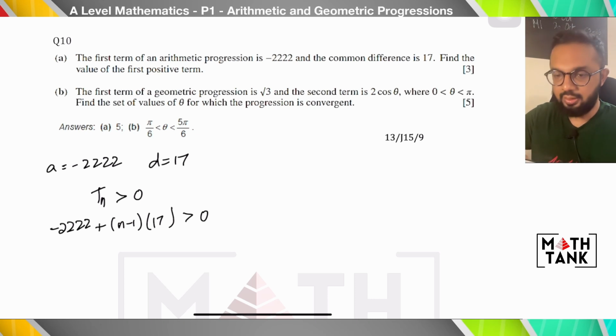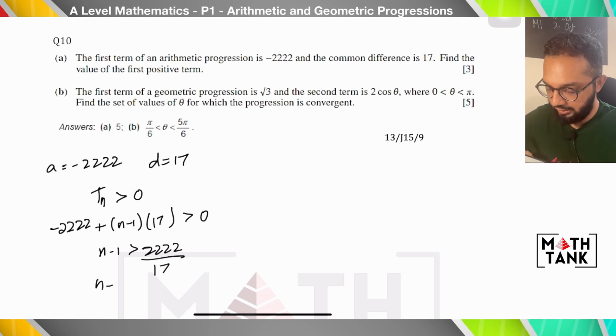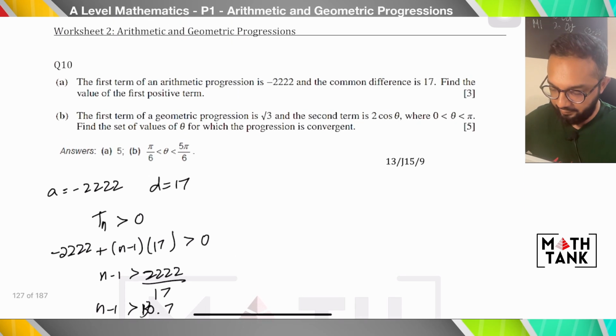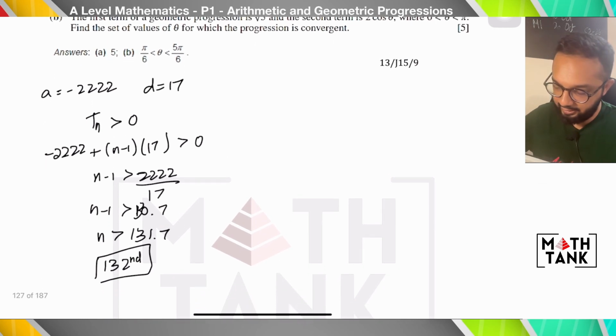So that gives me what? 2222 divided by 17 gives me n minus 1, which is basically 2222 by 17, and that gives me 130.7. N is therefore greater than 131.7. So it is the 132nd term that is positive. Do I need to find the value of that? Yes, I want to find the value of the 132nd term.